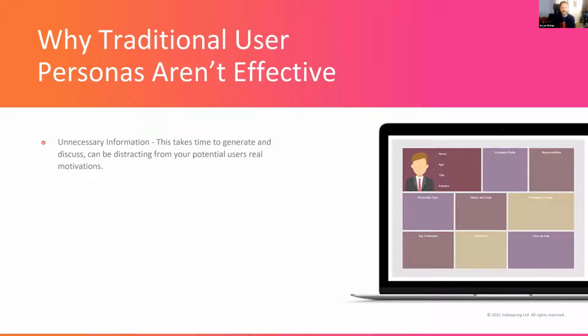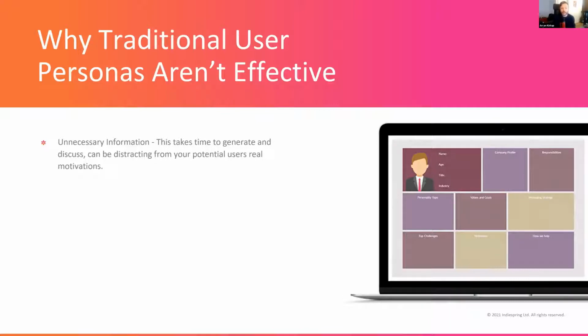This takes time to generate and discuss, and then it can be distracting from your potential users' real motivations. Generating user personas is an exercise that can be useful at the start of projects, and it definitely should still be a part of your marketing toolbox. But frankly, the information generated here can often be no more than a distraction that pigeonholes your users. The obvious reason that pets and interests aren't as useful as we often think is because they don't have any real reflection on the reason that people use your products or buy your services.